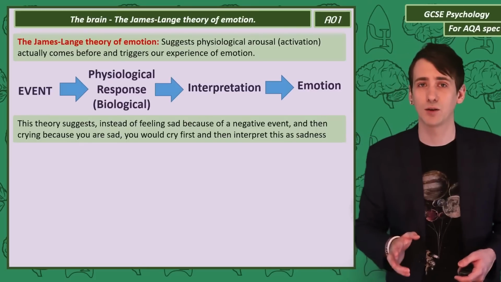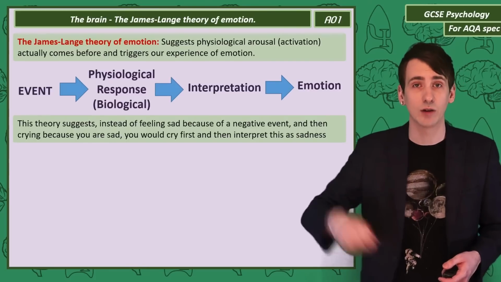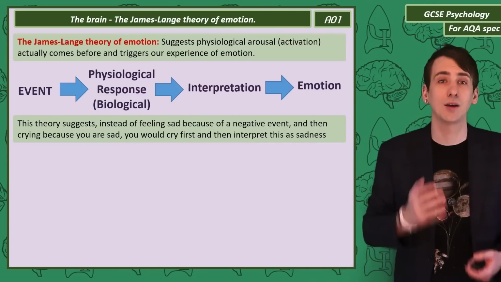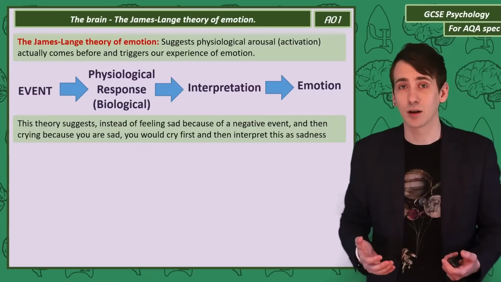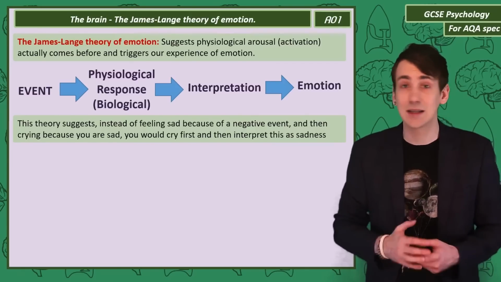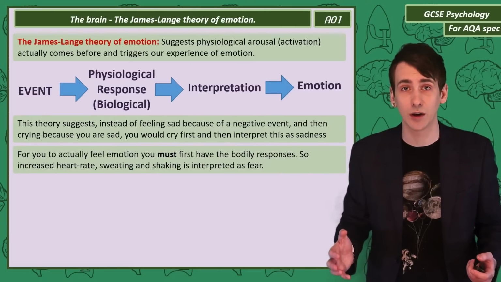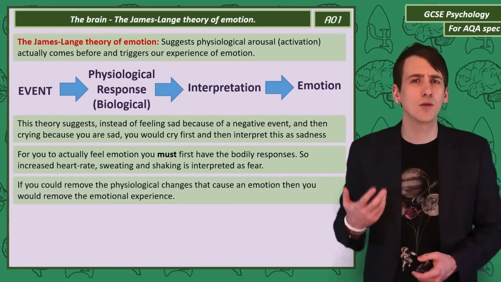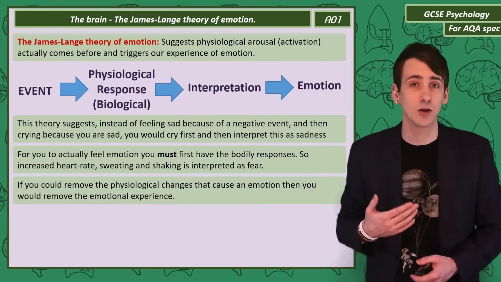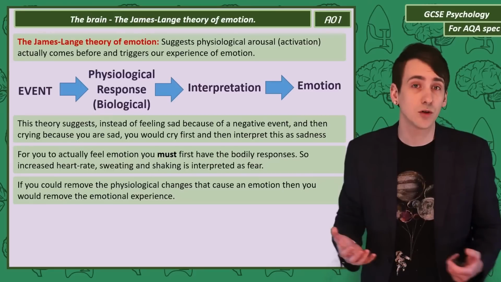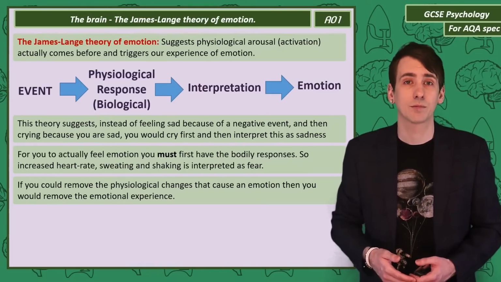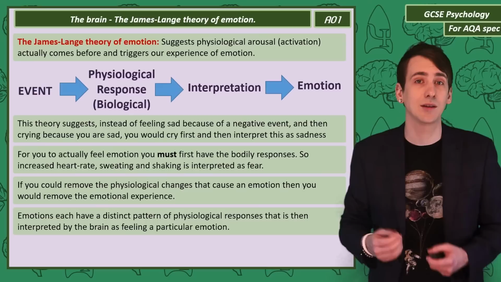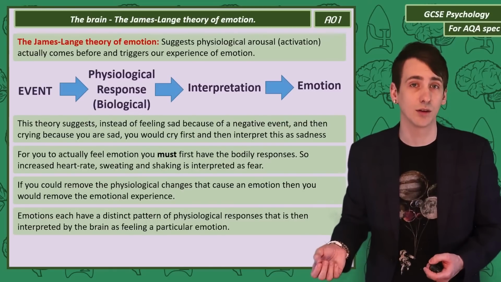Or to link this to the fight or flight response, you see a tiger, your heart rate rushes, you shake and you sweat, and then you interpret all of that as fear. It's an interesting point. And if you spotted a tiger and you didn't have any of the physiological changes in your body, you would probably say that you weren't afraid. So if we can remove the physical changes that are linked to an emotion, the theory suggests we just remove the emotion. And this is possible according to the James-Lange theory, because each emotion has a distinct pattern of physiological responses.